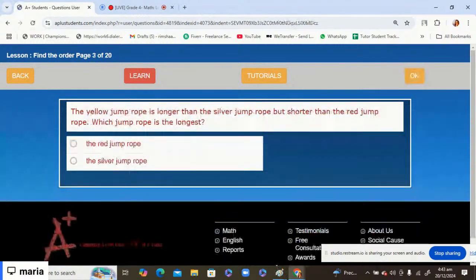Now the yellow jump rope is longer than the silver jump rope, but shorter than red. So it means that yellow is in the middle. It's greater than silver and lower than red. So red is the greatest, silver is the least, and yellow is in the middle. So the longest is red.